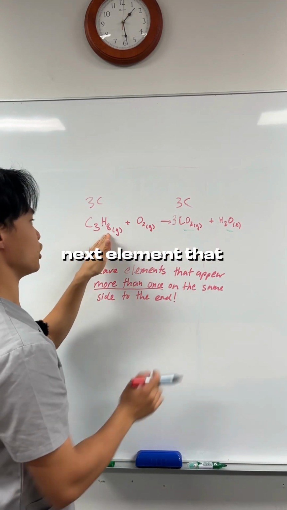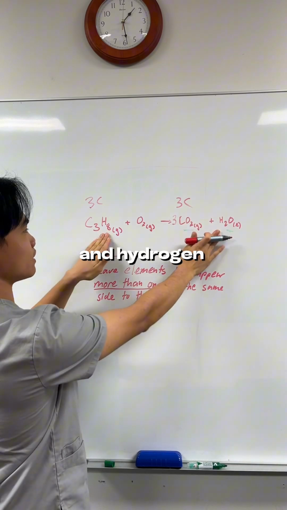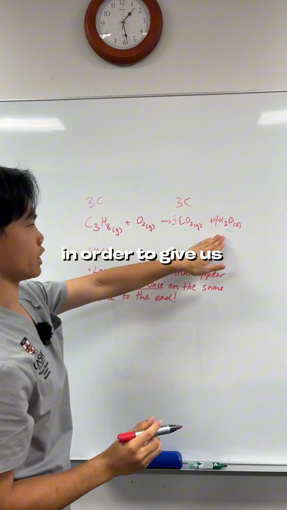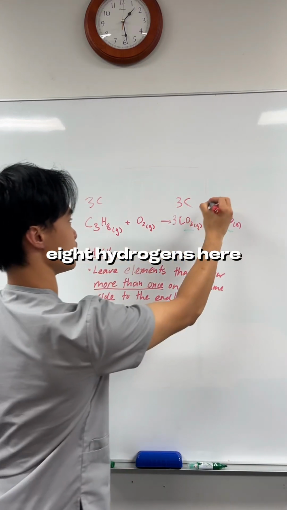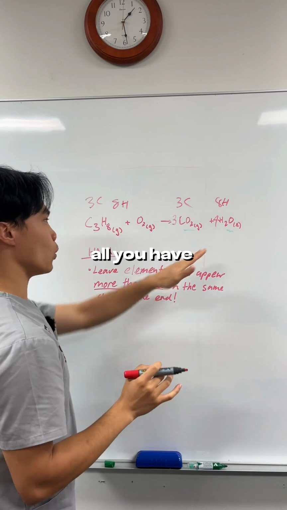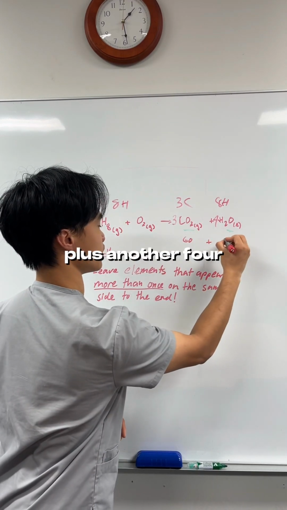We look at the next element that only appears once on each side. In this case, we have hydrogen and hydrogen, 8 versus 2. So we need a 4 in front of this water in order to give us 8 hydrogens here and 8 hydrogens here. So now that we've fixed the carbon and hydrogen, all we have to do now is look at how many oxygens. So we have 6 oxygens plus another 4.